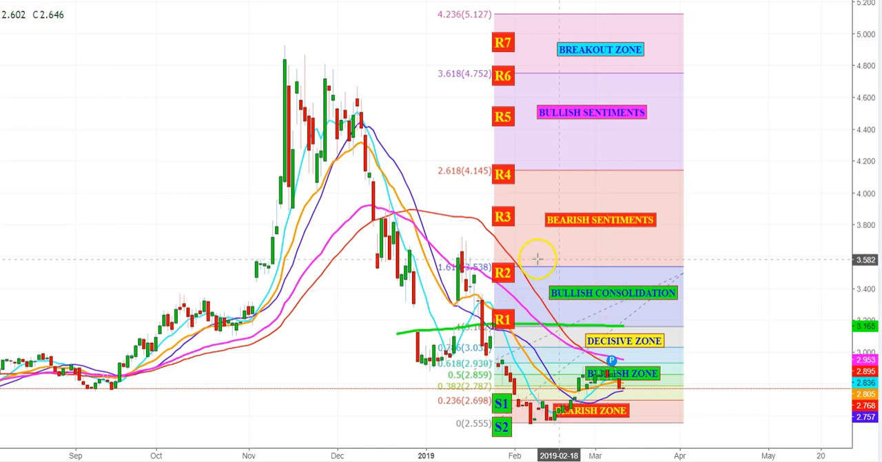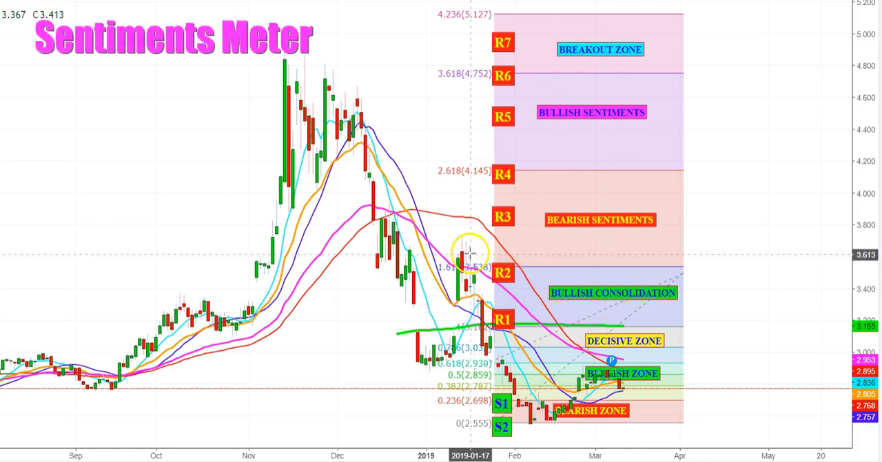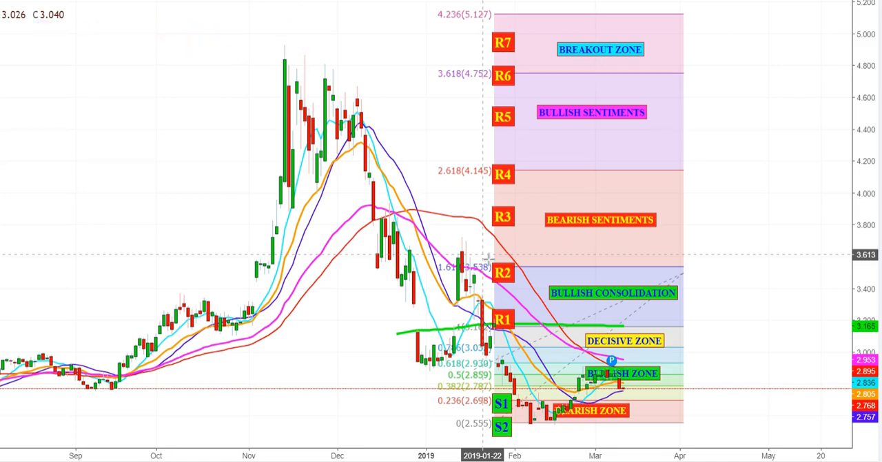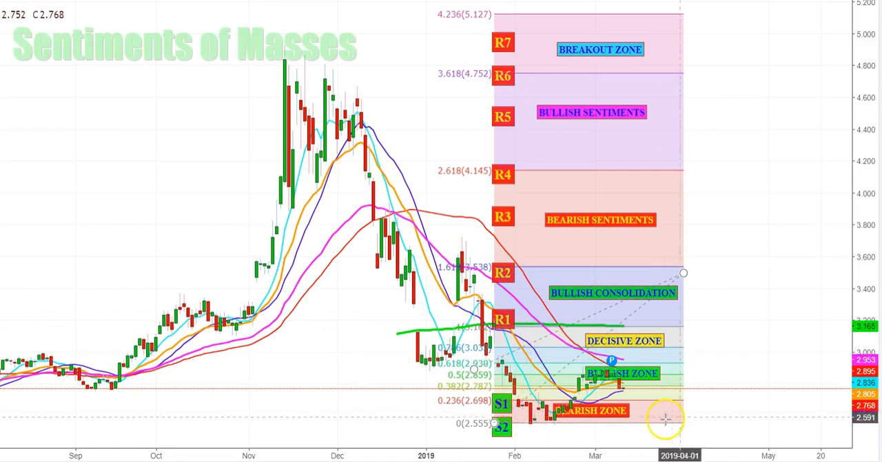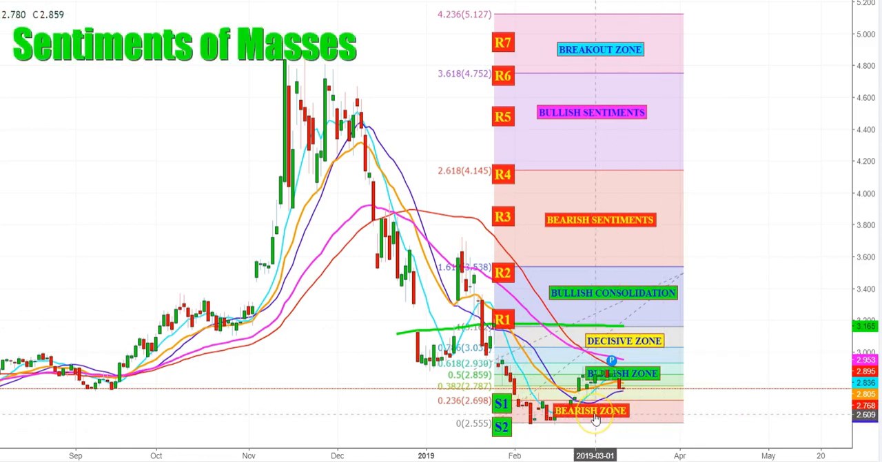So when I presented my first study in this sentiment meter on January 20th, 2019, some of my old subscribers perhaps are very well acquainted with this sentiment meter. So here I would like to conduct one more study in the same sentiment meter. Here you can see some decisive zones. I call them sentiments of the masses.